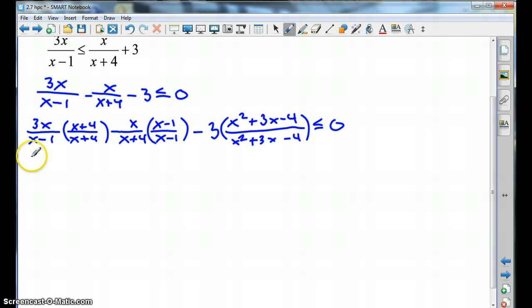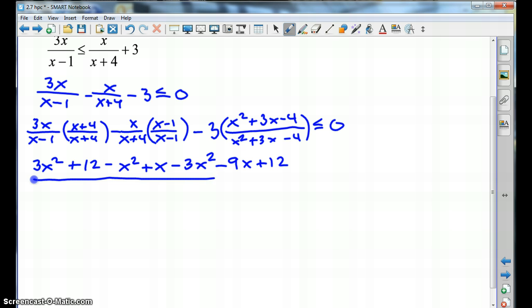Okay, a little algebra here to simplify things. 3x squared, go ahead and distribute, plus 12x minus x squared, and it's plus x. Then we'll have minus 3x squared minus 9x, and finally plus 12. And remember, that entire numerator is over x minus 1 times x plus 4.